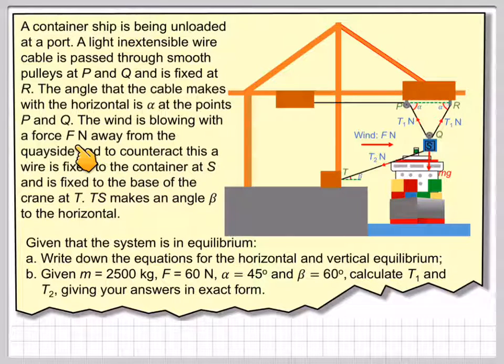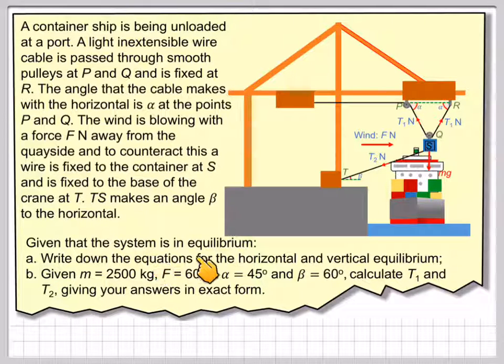The wind is blowing with a force F away from the quayside, and to counteract this, a wire is fixed to the container at S and then fixed to the base of the crane at T. TS makes an angle beta with the horizontal.